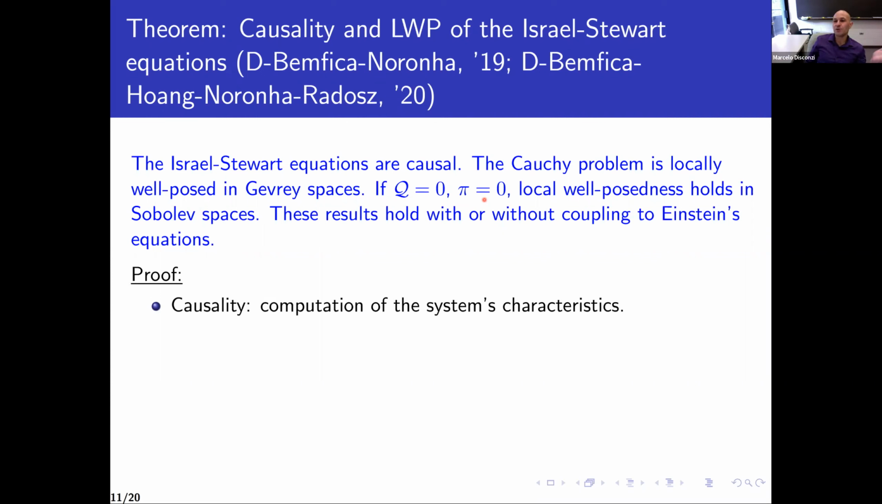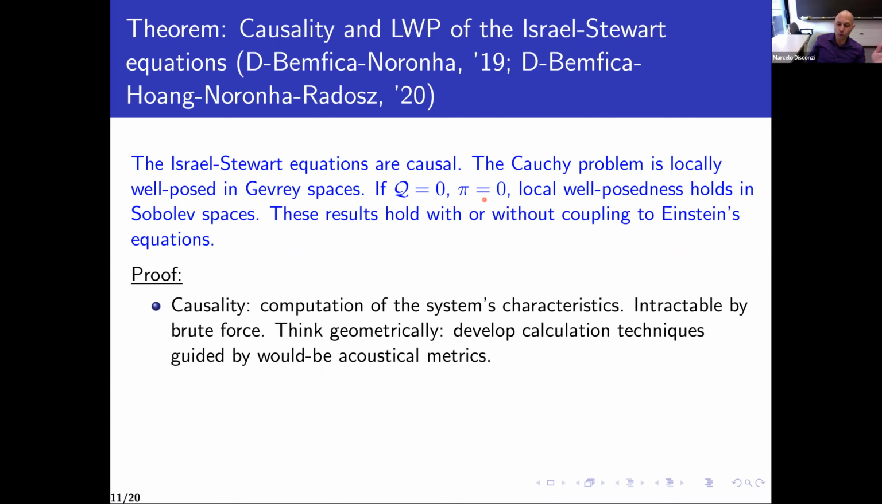Maybe you're thinking, what is the big deal with causality? All you have to do is compute the characteristics of the system. It boils down to that, basically, plus a few more arguments. However, remember that the system is very complicated. So if you try to compute the characteristics by brute force, you're going to get nowhere. So we had to develop some calculation techniques which are guided by the underlying geometry of the problem. Basically, we try to frame things in terms of the acoustical metric. Of course, the acoustical metric here is not like the one for ideal fluids, and you have multiple characteristics, but it will be the analog of acoustical metrics in this problem. So this geometric intuition helps us a lot.